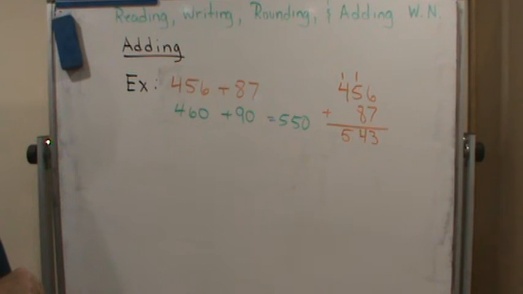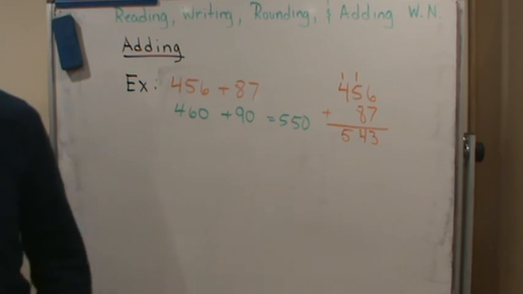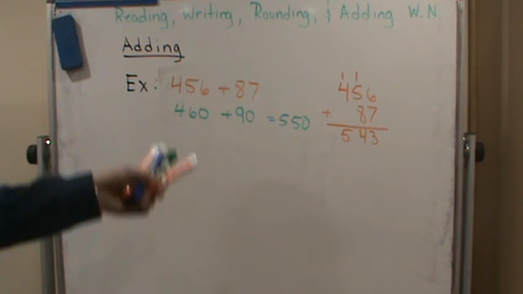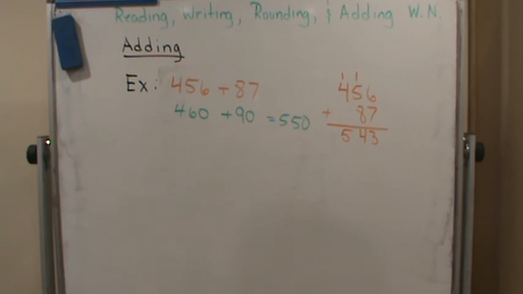Okay? And that's it. So in the next example we're going to do more digits. Instead of doing 2 numbers, what if we have like 4 or 5 numbers that we have to add? How would we do that? That's next.